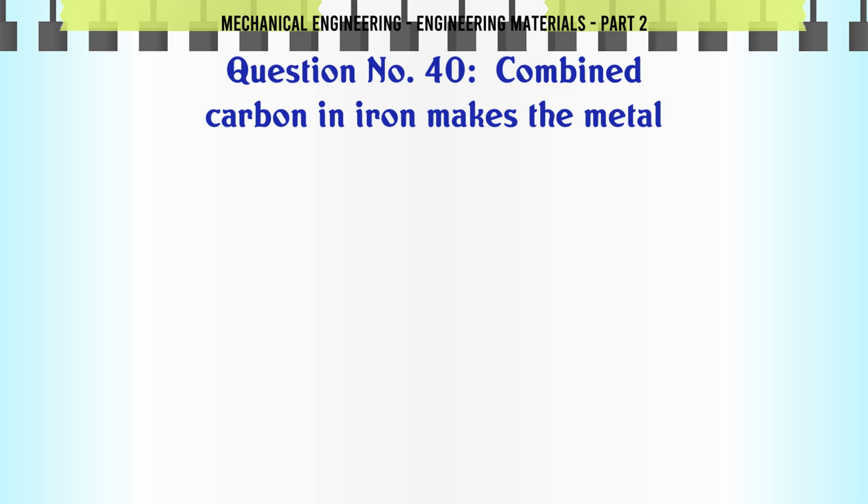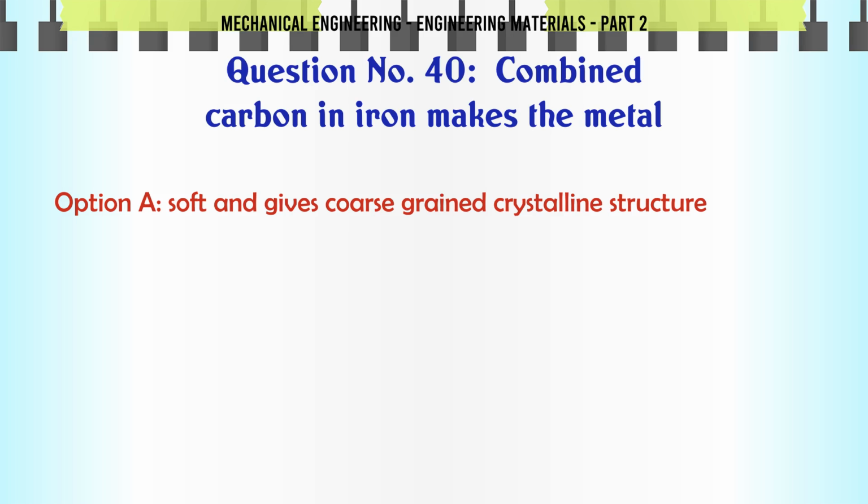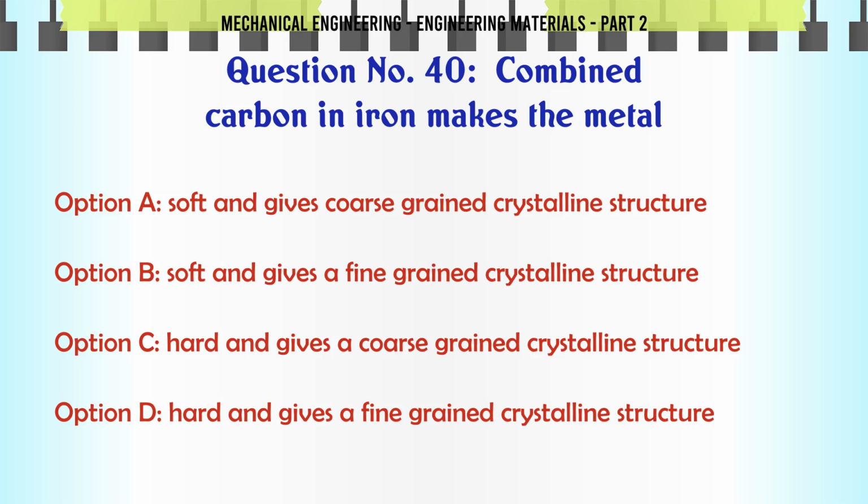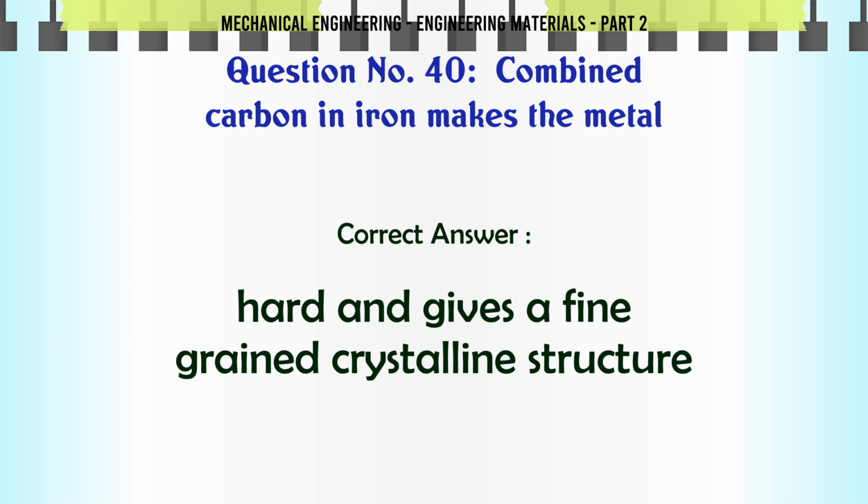Combined carbon in iron makes the metal A. Soft and gives coarse grain crystalline structure. B. Soft and gives a fine grain crystalline structure. C. Hard and gives a coarse grain crystalline structure. D. Hard and gives a fine grain crystalline structure. The correct answer is hard and gives a fine grain crystalline structure.